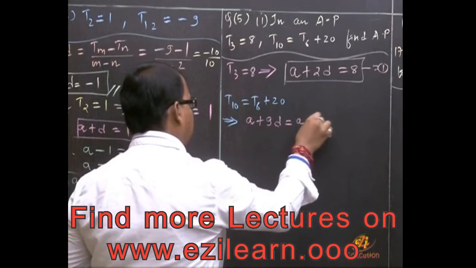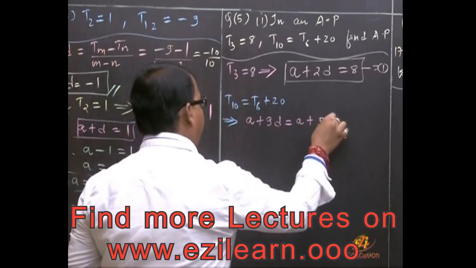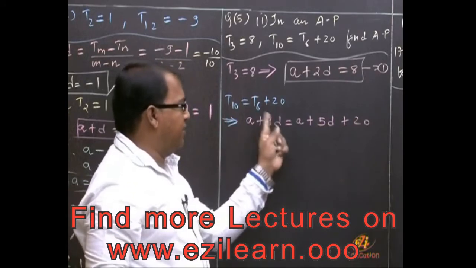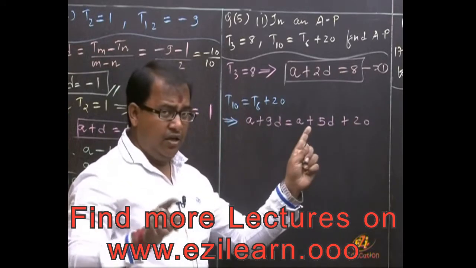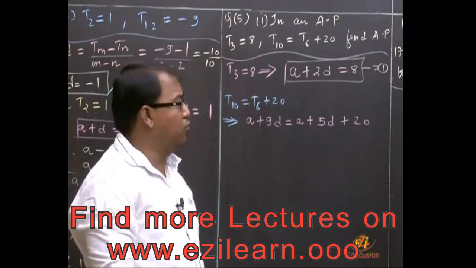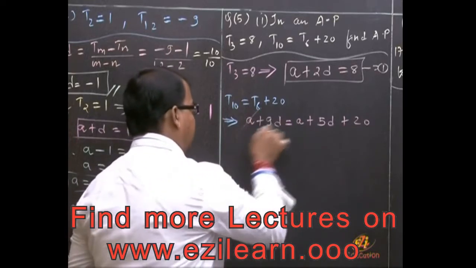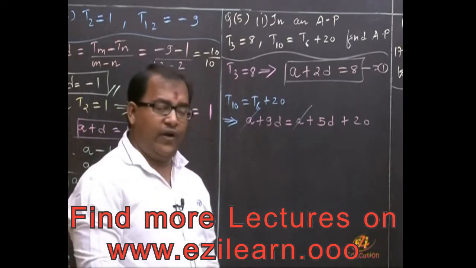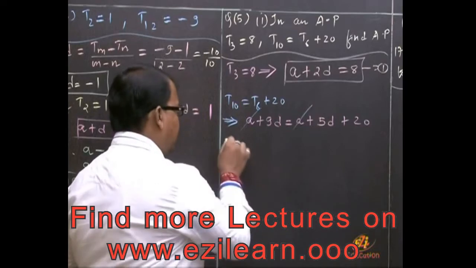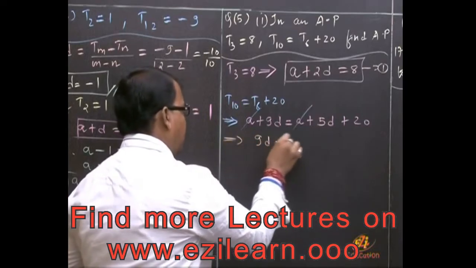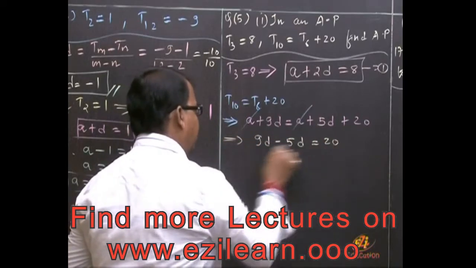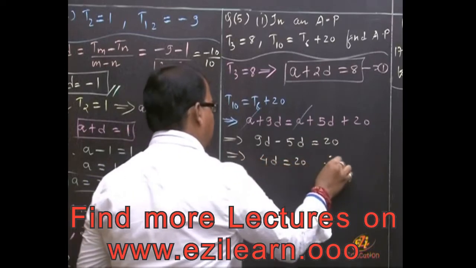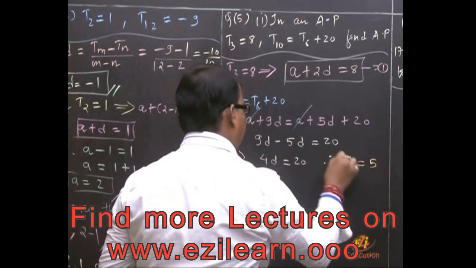T6 is A plus 5D. The value of T10 is A plus 9D, the value of T6 is A plus 5D. Can you find something useful? Yes, the cancellation of A takes place. Then 9D minus 5D is 20. 4D is 20. Therefore, D is 5.